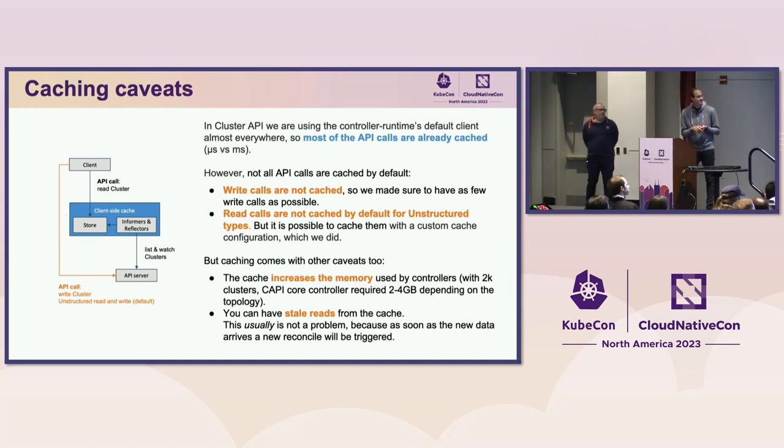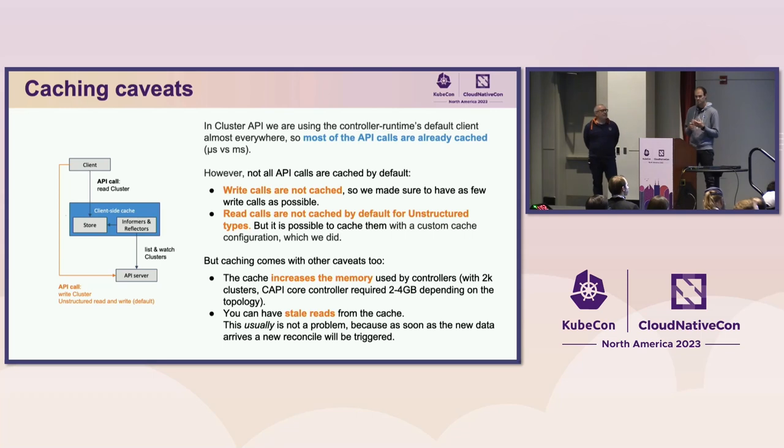And for read calls, there's one caveat. If you use the regular types, like the cluster type, they are cached by default, but if you use unstructured, they are not cached by default. You can fix this by configuring controller runtime accordingly. But the default behavior is that they're not cached. The tricky thing about Cluster API, or at least core Cluster API, is that most of the objects we use, we don't actually know, because we just have contracts, and you don't know if it's an Azure machine or a vSphere machine, so we use unstructured everywhere. And that was a major, major problem for performance.